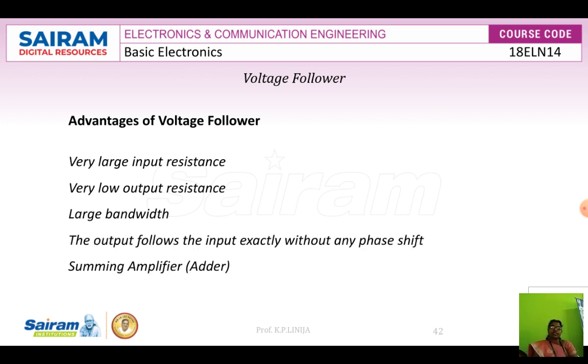The next advantage is the output follows the input exactly without any phase shift. In general, we have studied that an inverting amplifier produces a 180-degree phase shifted output, but a non-inverting amplifier does not produce any phase shifted output. The next is the summing amplifier. So this voltage follower can also act as a summing amplifier. The summing amplifier is otherwise called what? Adder. These are all about the advantages of voltage follower, operations, and expressions.